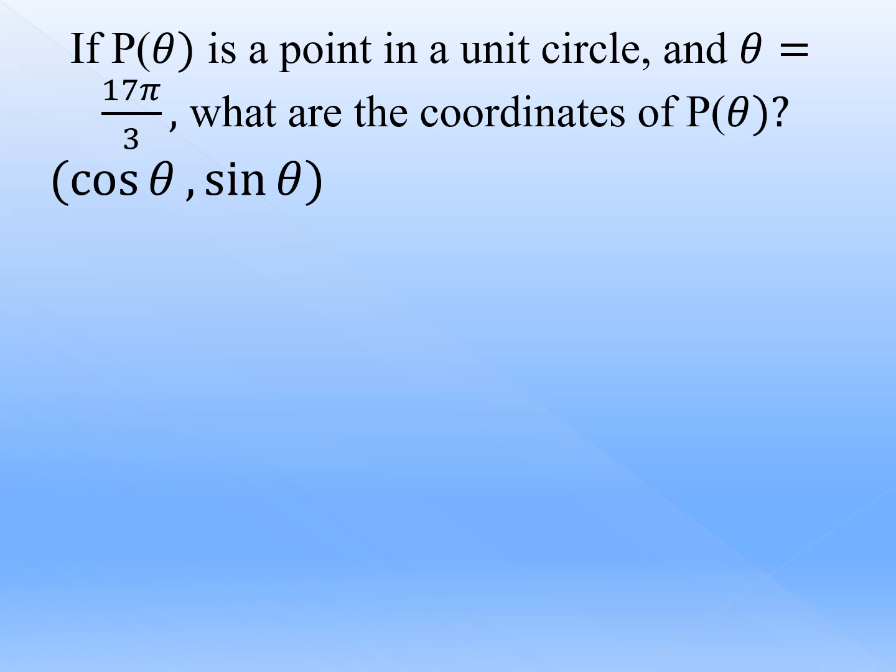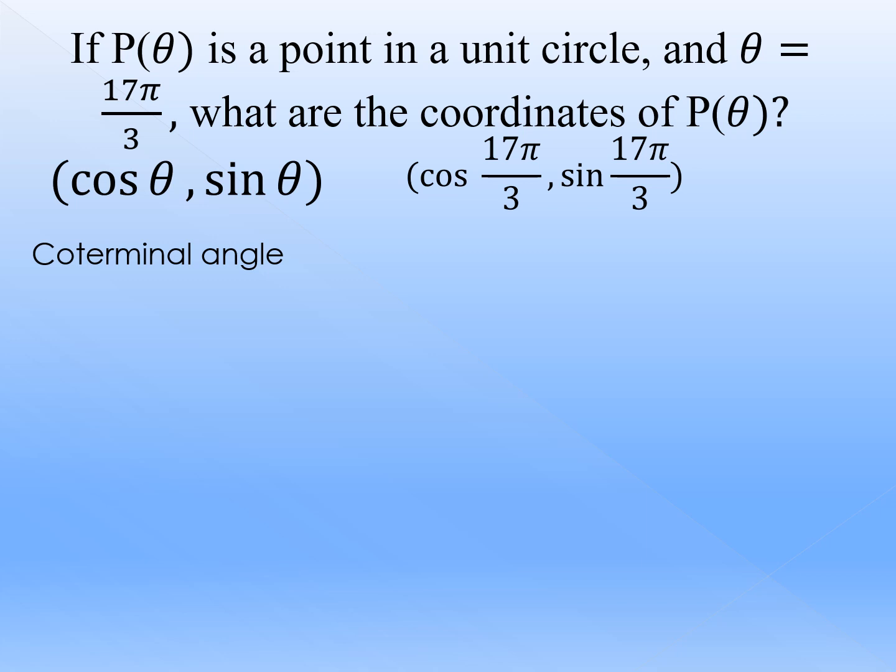So therefore, we just simply need to find cosine of 17 pi over 3 and sine of 17 pi over 3. Let's start by finding the coterminal angle. But before that, we need to transform this into degree measure so that it will be easy for us to find the coterminal angle. So 17 pi over 3 times 180 over pi.